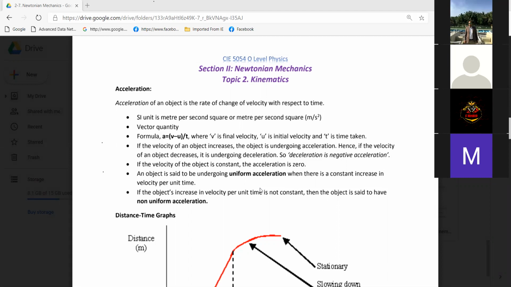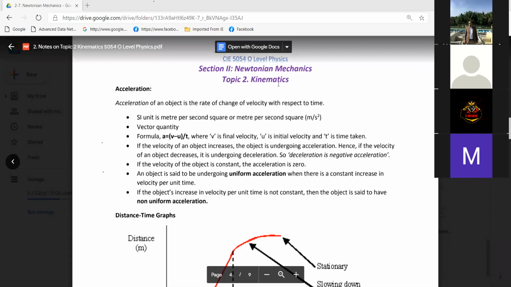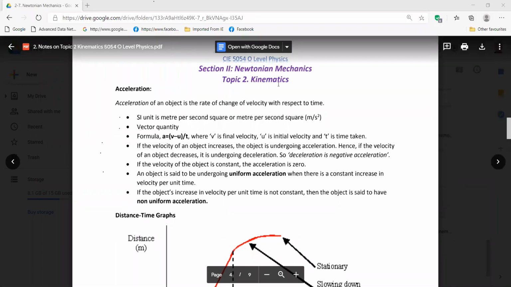As the car is moving in a particular direction, that's why we are saying velocity, not speed. Is it clear why we are saying velocity? Yes, sir. Sir, I didn't understand, sir.